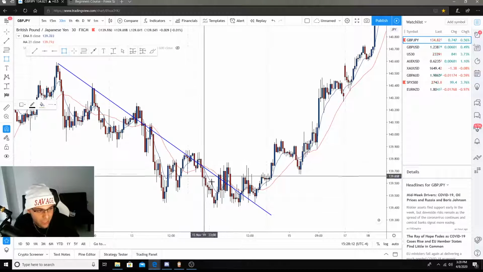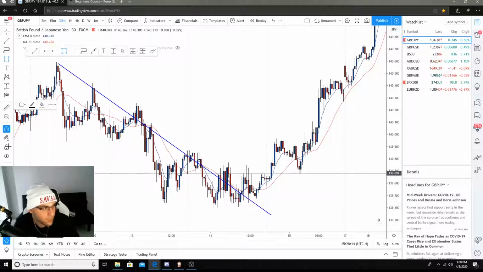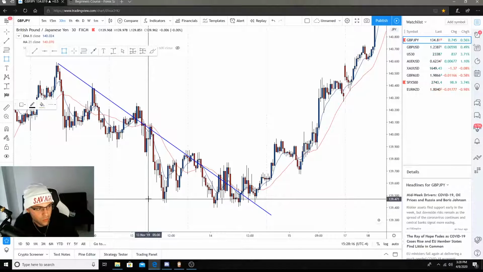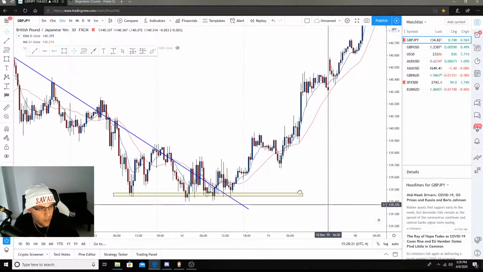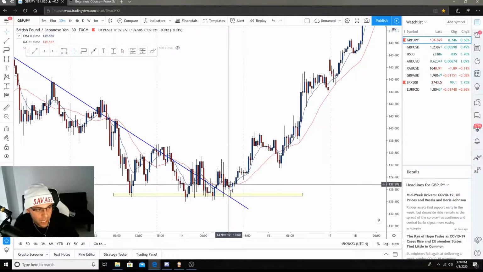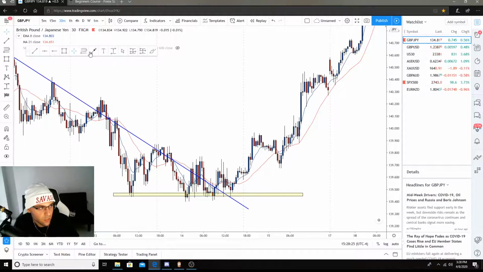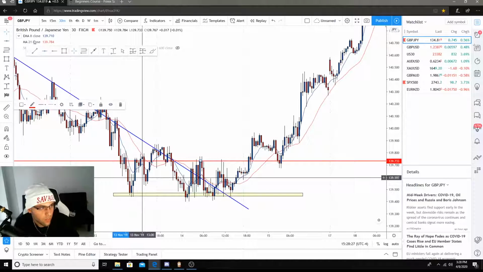Let's get back down to this level here, and let's take the magnet off, where we have this really strong level of support, as you can see through here. And notice how we break out of this channel and then we get into this little side channel, right here.